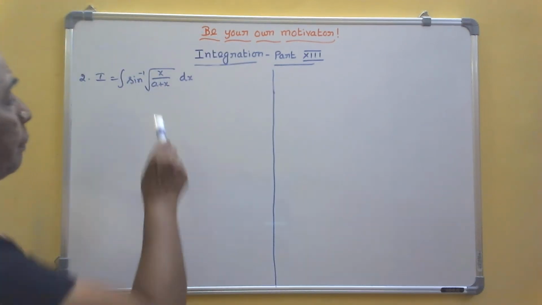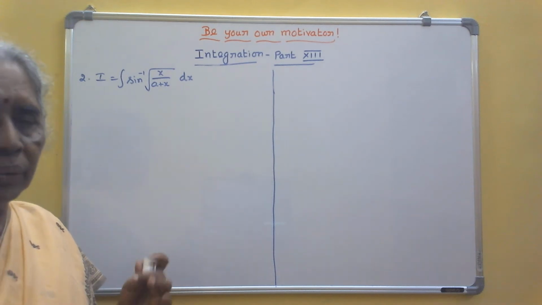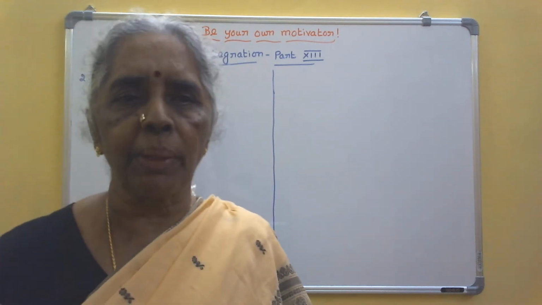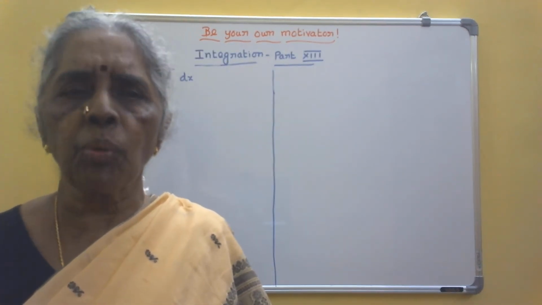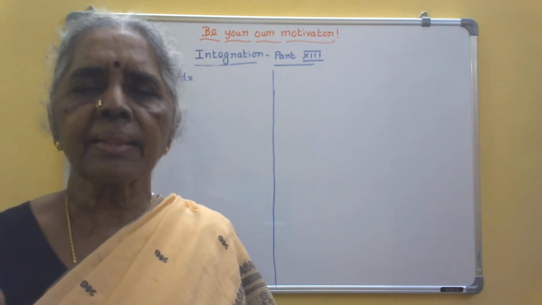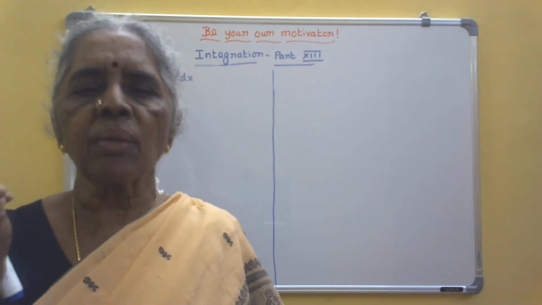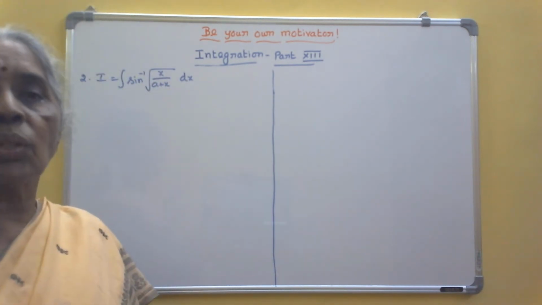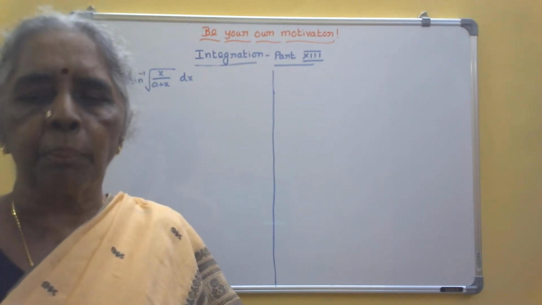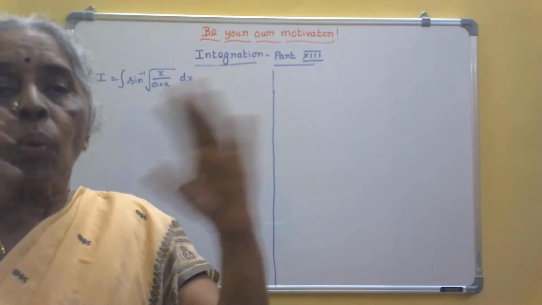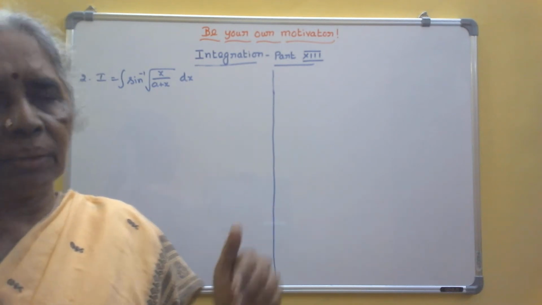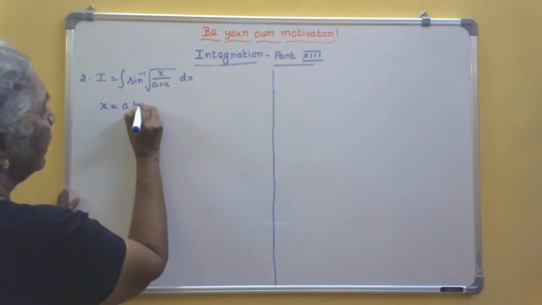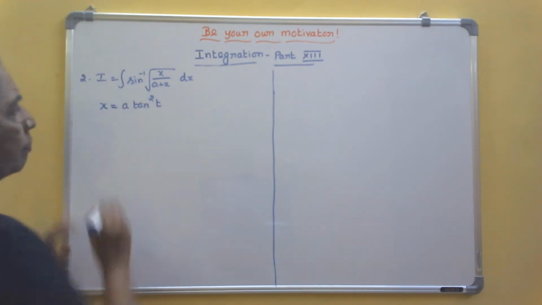So now, let me think what I can substitute here. You have a plus x within the root in the denominator. So how can we remove that root? If you put x is equal to a tan squared t, what will happen? A into 1 plus tan squared t, which will be secant squared t. So we will be able to remove the square root, we will be getting tan t, right? Secant t. So now let us write, put x is equal to a tan squared t.